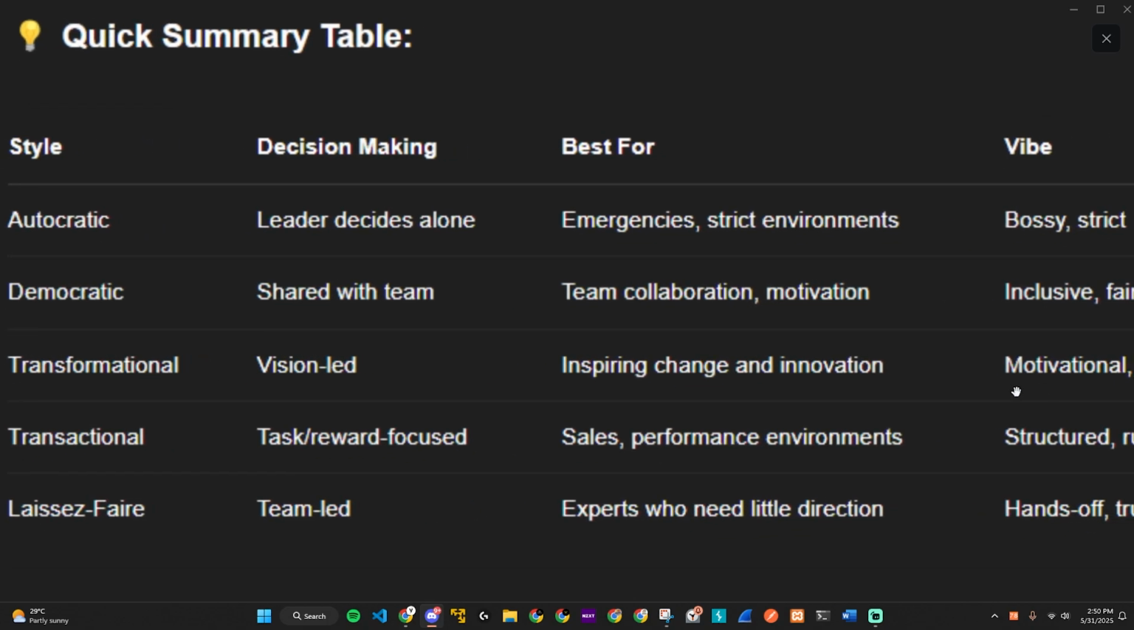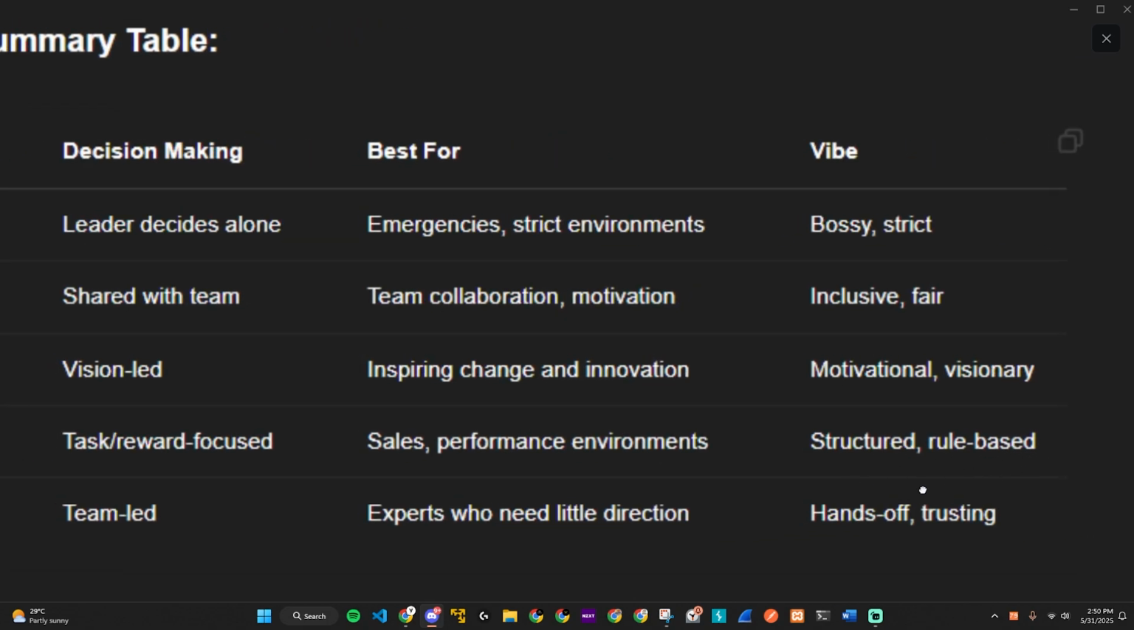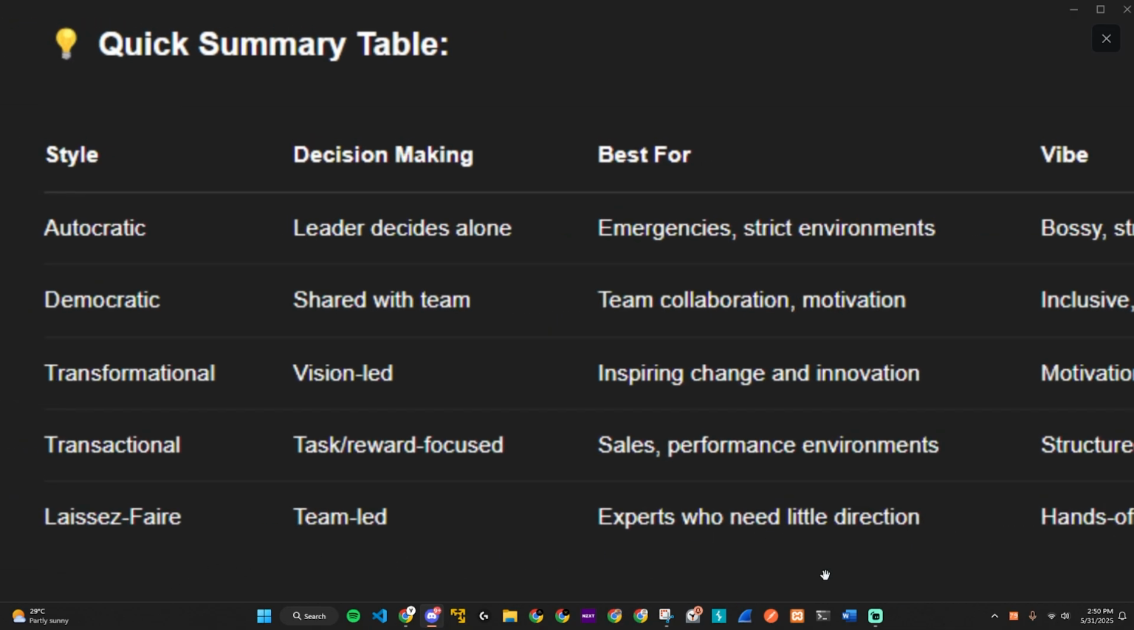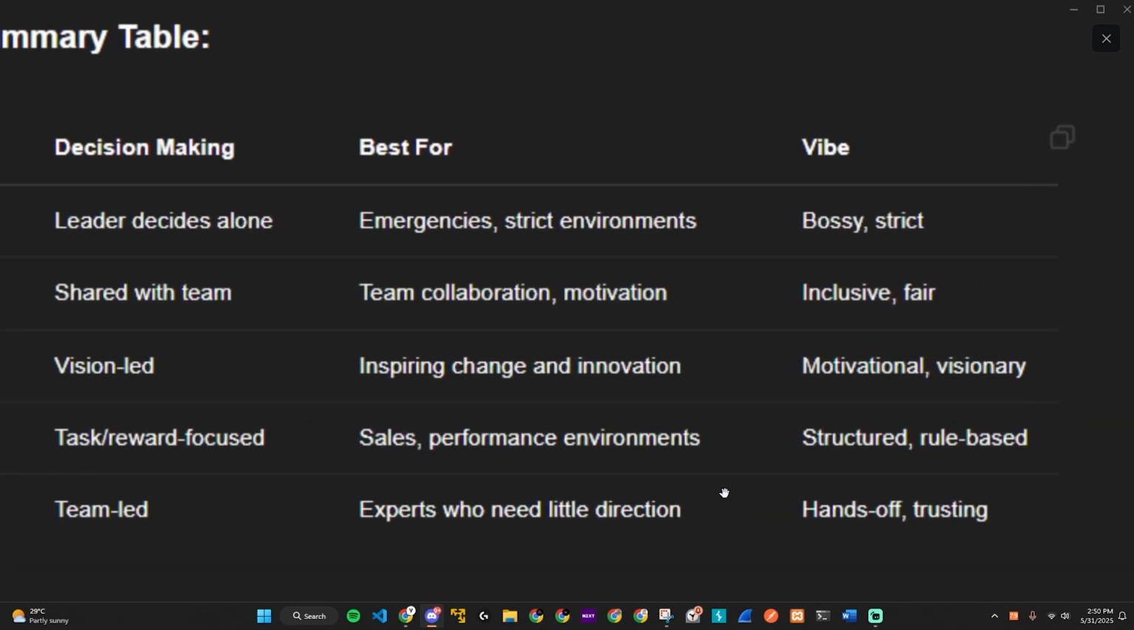Motivational and visionary, and transactional is structured and rule based, and hands off and trusting. Experts who need little direction. Sales performance environments, inspiring change and innovation, team collaboration, motivation.